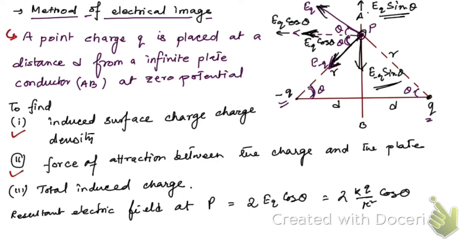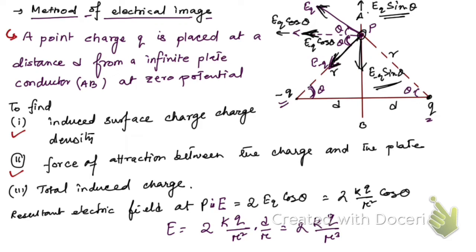So instead of cos theta you can write d by r. So let me write something here. This is the net electric field E at P. So E is equal to 2 k q by r square into d by r. That's going to give you 2 k q d by r cube. That's what we're going to have. Hope you have understood this.